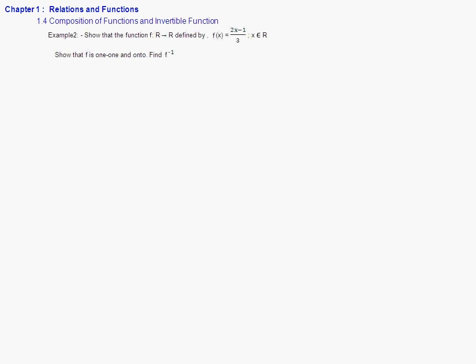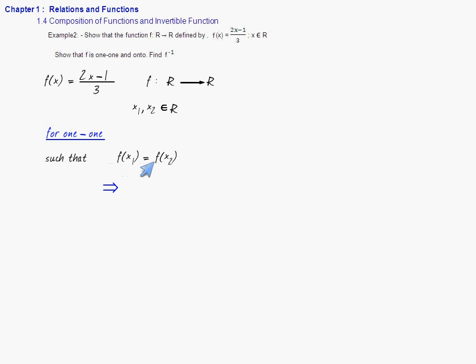So what is the function given? The given function is (2x minus 1) by 3. Of course, F is defined from the set of real numbers to the set of real numbers. To check whether it is 1, 1 or not, let me take x1 and x2 as any two real numbers such that fx1 equal to fx2. That is, (2x1 minus 1) by 3 equal to (2x2 minus 1) by 3.